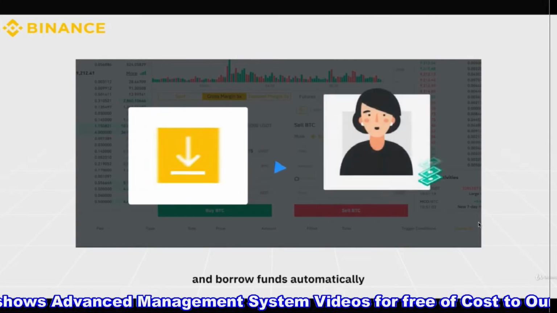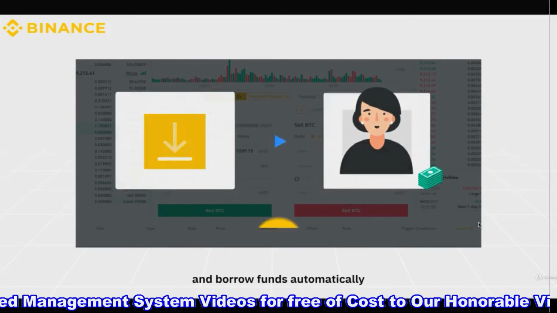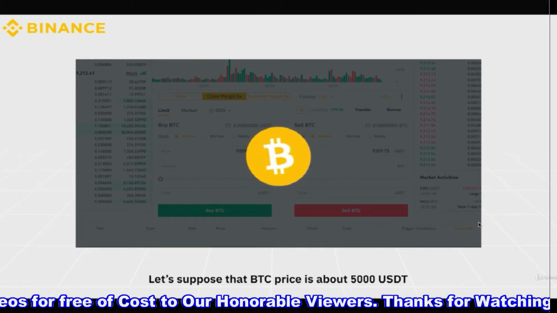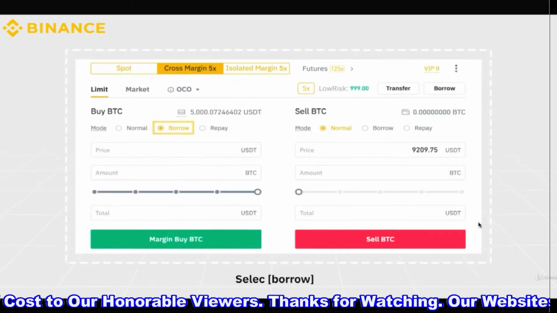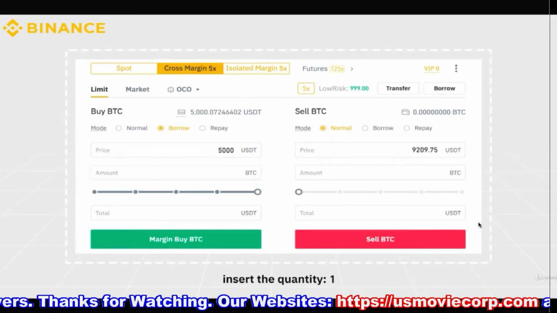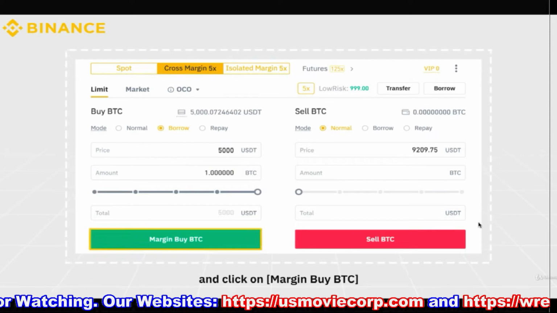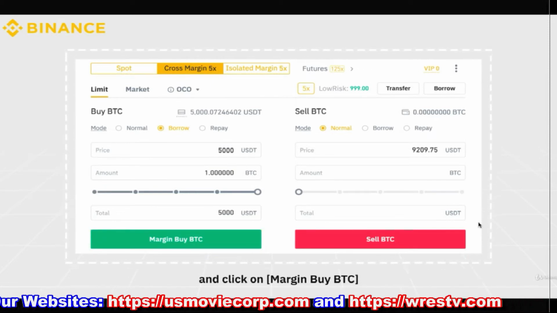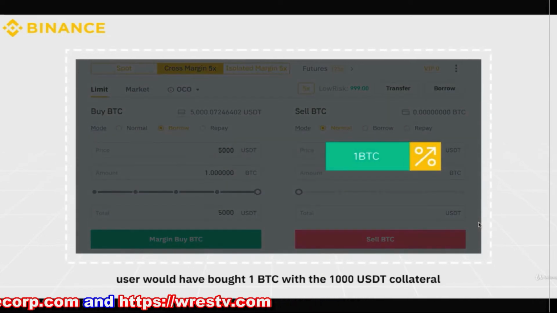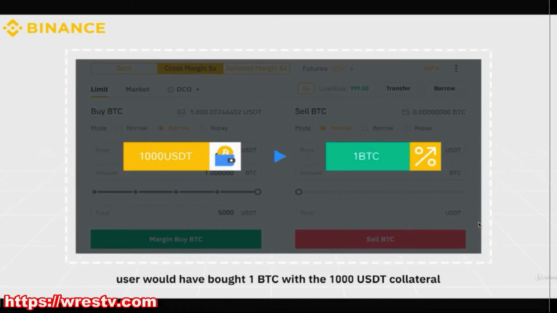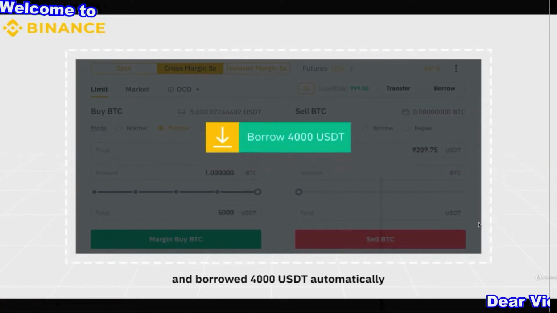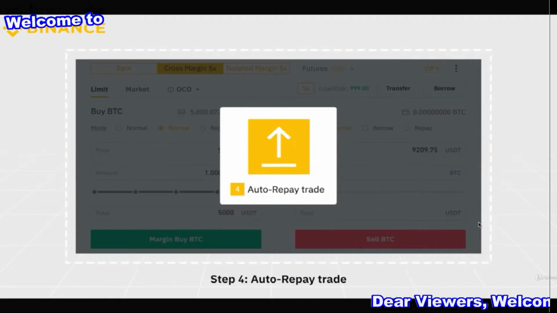Place an order and borrow funds automatically. Let's suppose that the BTC price is about 5000 USDT. Select Borrow. Insert the price 5000. Insert the quantity 1 and click on Margin by BTC. Once the order is fulfilled, user would have bought 1 BTC with the 1000 USDT collateral and borrowed 4000 USDT automatically. Step 4. Auto repay trade.